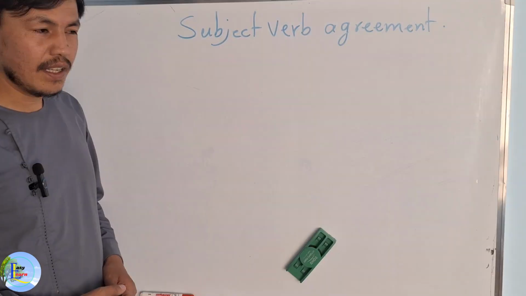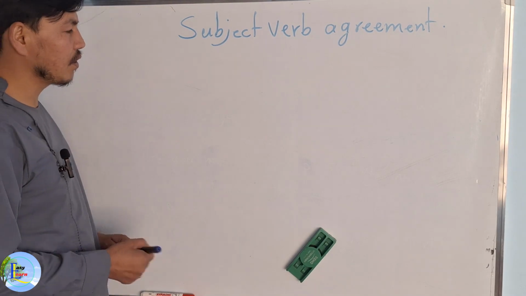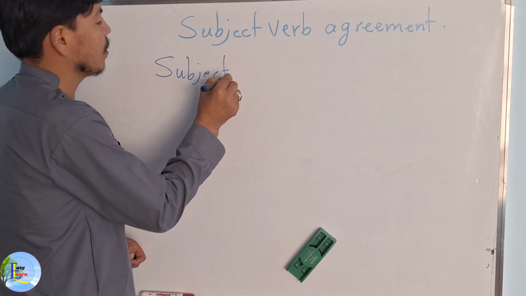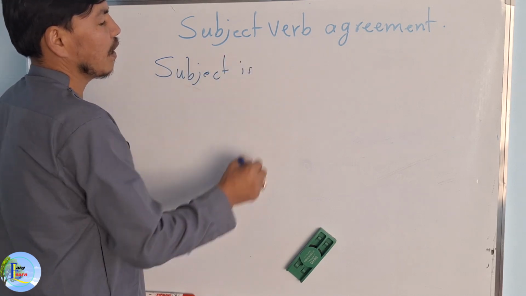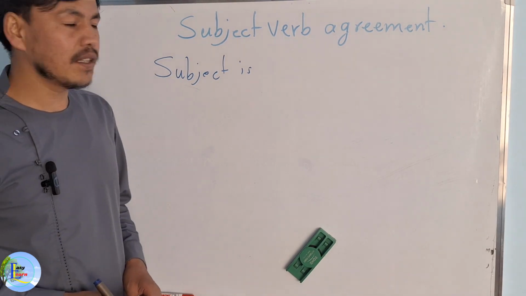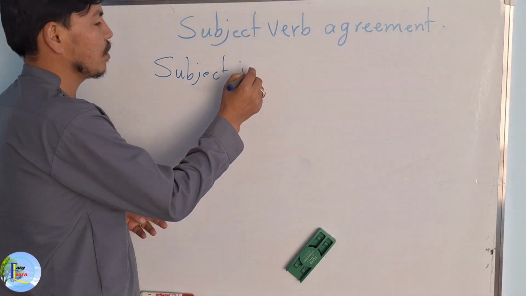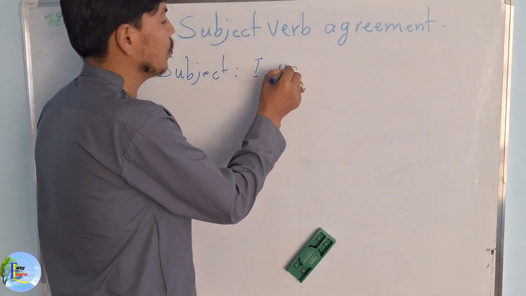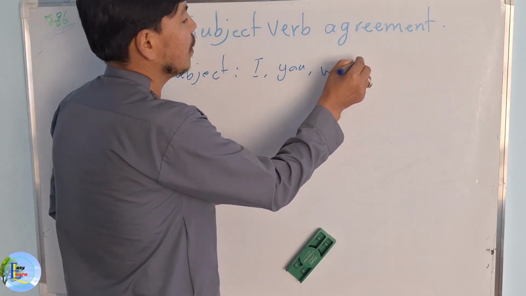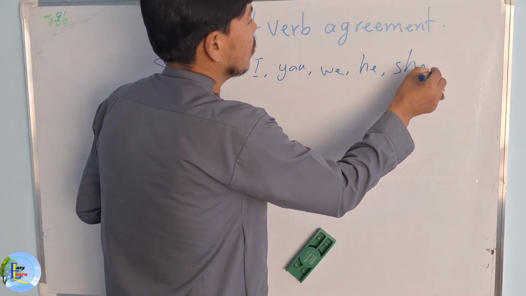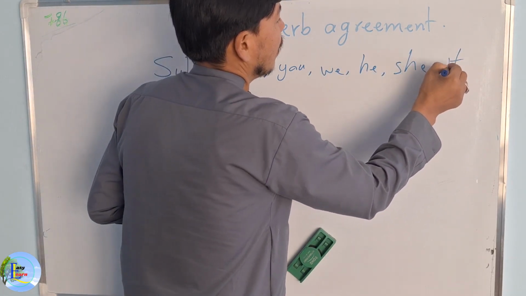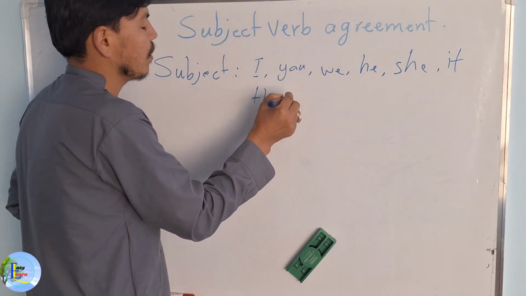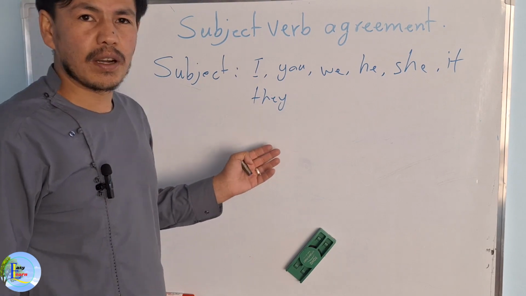Okay, of course, it is necessary that you know what a subject is. A subject is the doer of an action. The subject can be like I, you, we, he, she, it, they. These are subject pronouns.